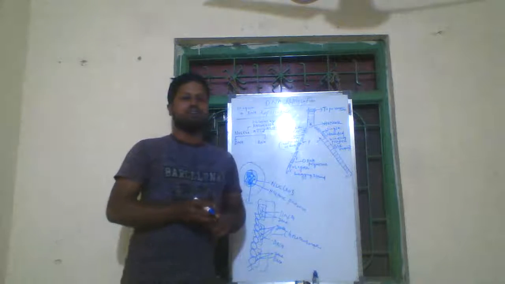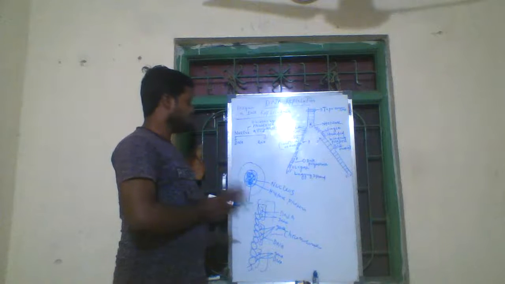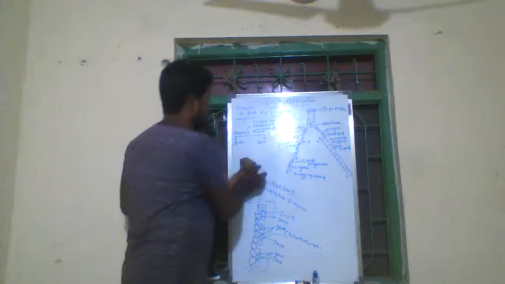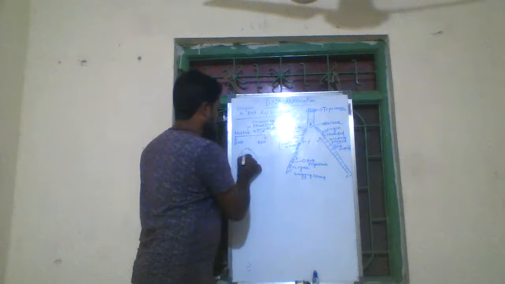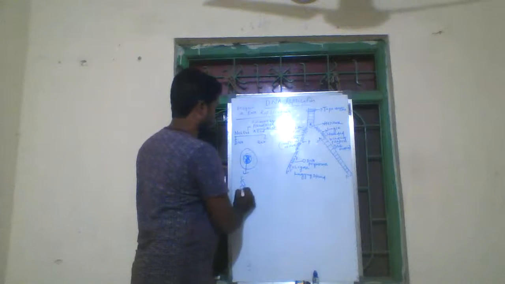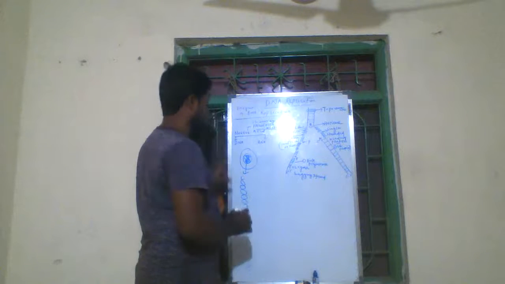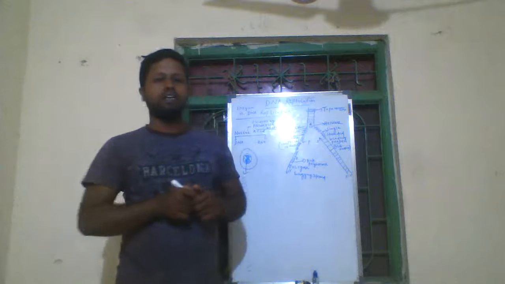So we are going to discuss DNA replication very briefly. So come to the point. A cell contains a nucleus and it contains a chromosome. This is called a chromosome.